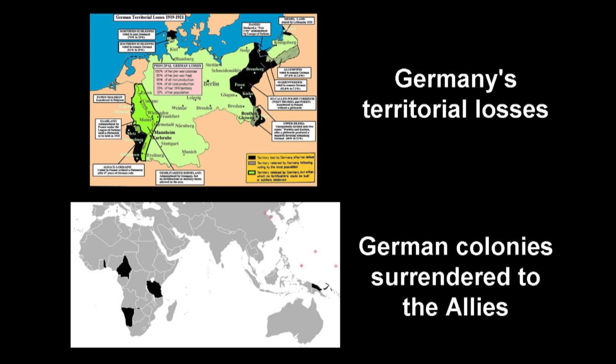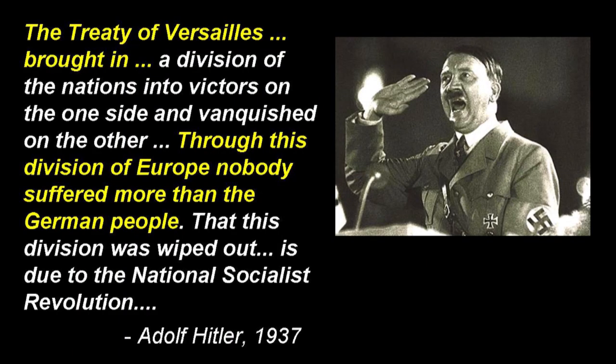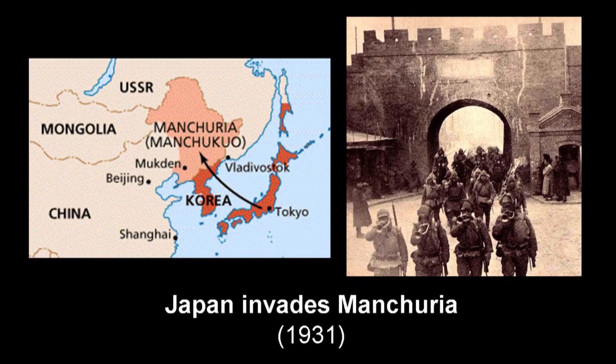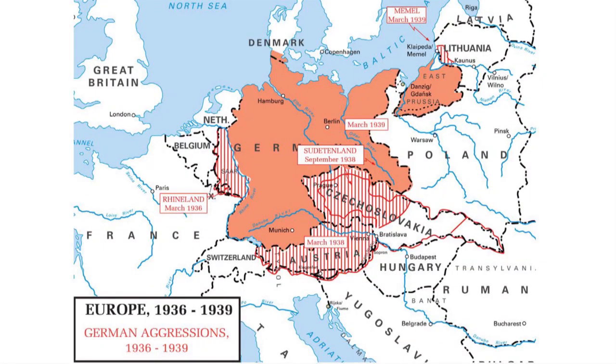So the German people deeply resented the Treaty of Versailles, and in the early 1930s, Adolf Hitler rose to power, vowing to avenge Germany for its treatment. Meanwhile, in Italy, we have the rise of another fascist regime under Benito Mussolini. And in Asia, Japan begins to build its own empire, beginning with its invasion of Manchuria in 1931 and later mainland China. In 1936, in direct violation of the Treaty of Versailles, Germany begins remilitarizing the Rhineland.